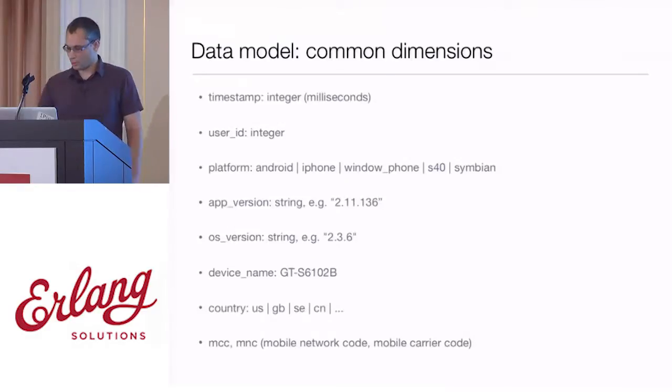What makes our problem a lot harder is that we have other dimensions, and every event that comes from the mobile app has those dimensions reported as well. So we have the timestamp of each event. We have user ID, which is a very high cardinality dimension. We have platforms, application version, operating system version, device name, countries, and information about networks. And this list is not complete.